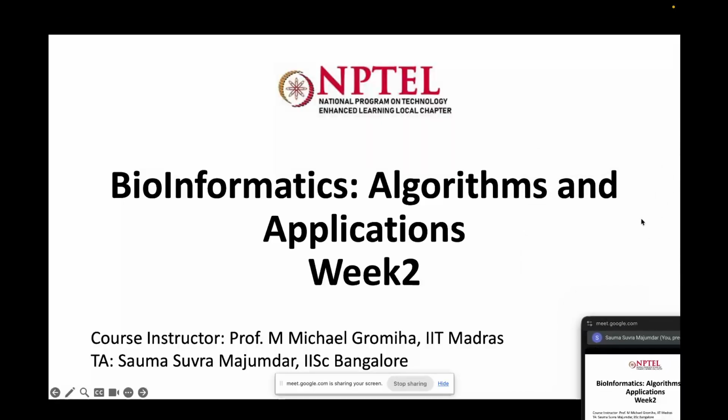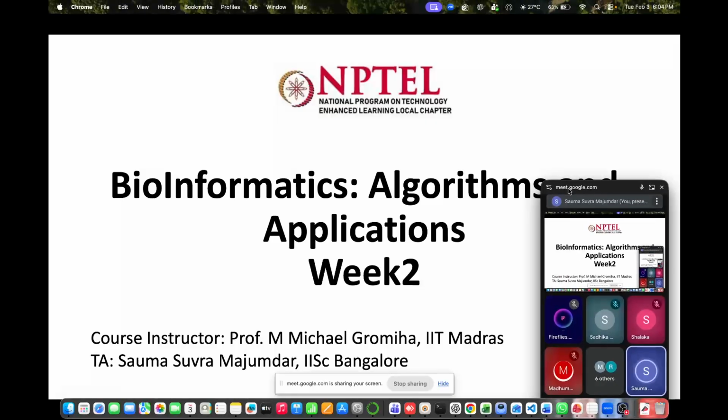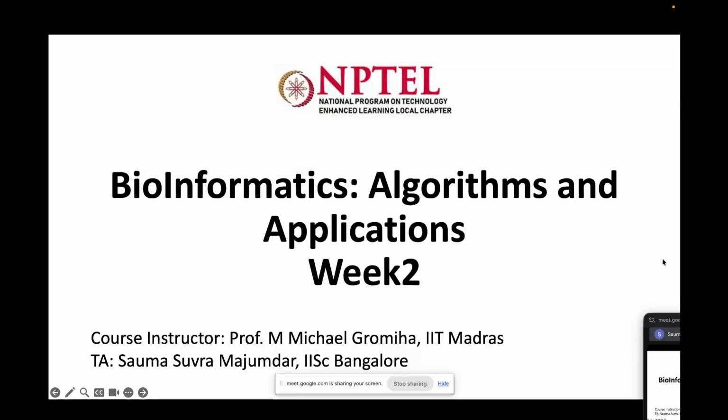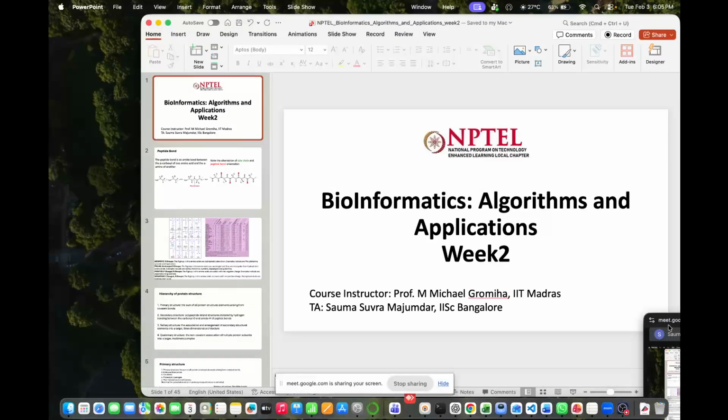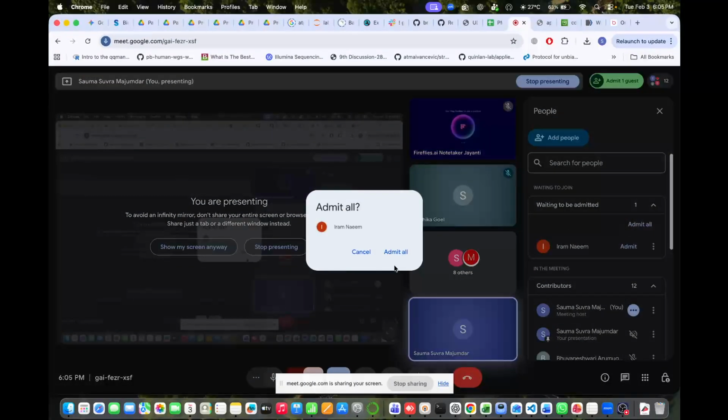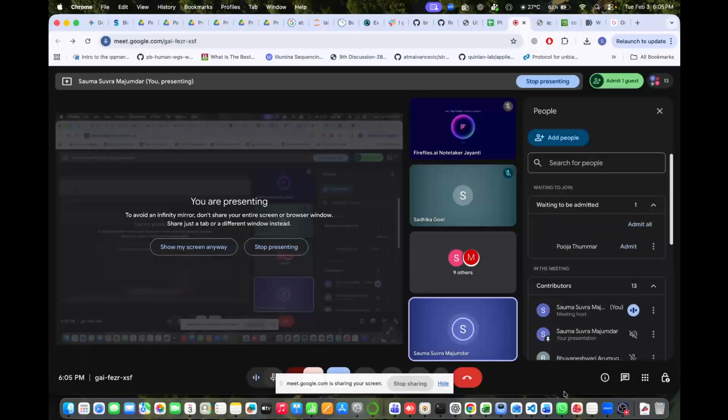Okay, so welcome to week two of bioinformatics algorithms and applications. Last week we talked about some introductory stuff about bioinformatics, where it is used, different types of databases that we can access, and so on. So today's topics are mostly focused on proteins and peptides, their databases, and how we get the data and so on.